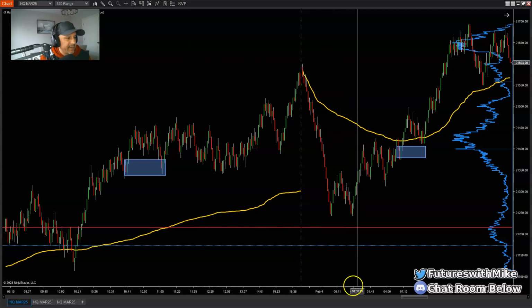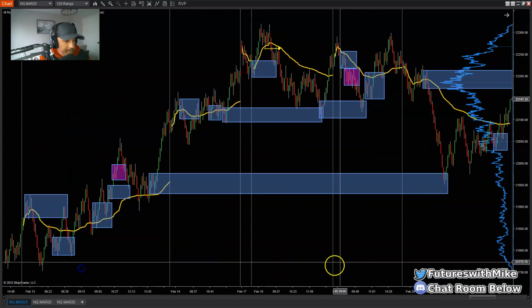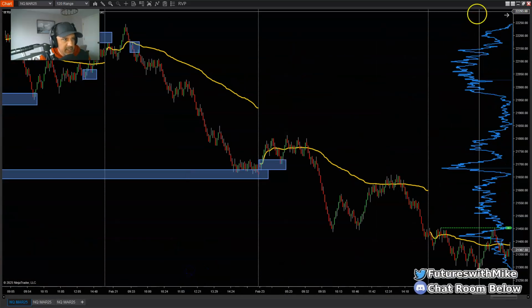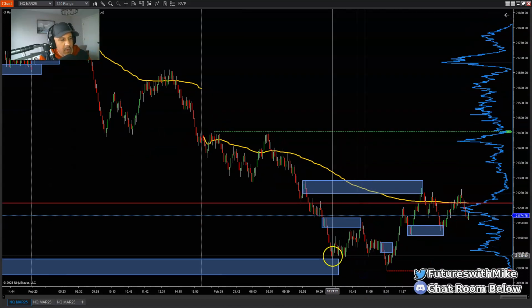Outside of that, let me go back to the actual zone because it was over here. Let me find it again. Let's go back to today's trading session. Here it is right here. Now, there was something that I was looking for when it tapped into that zone.